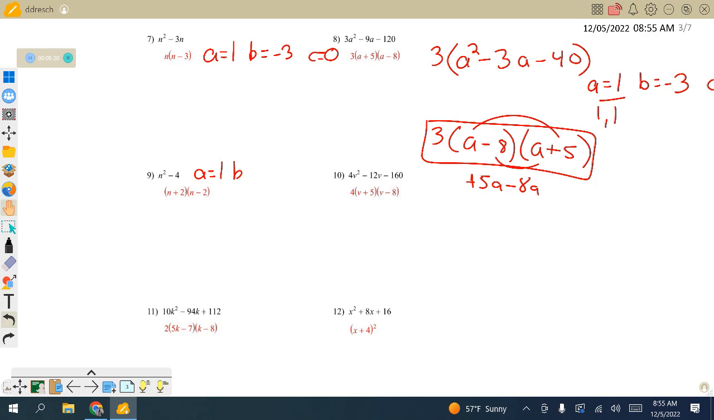What's B? What's the linear term? Do I have a linear term? So what's a linear term? There is none. There's 0. And what do we have for C this time?